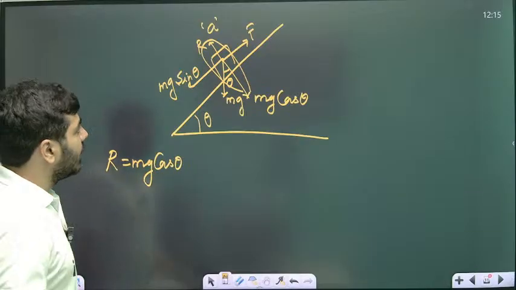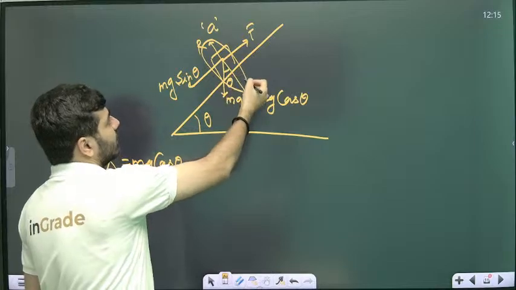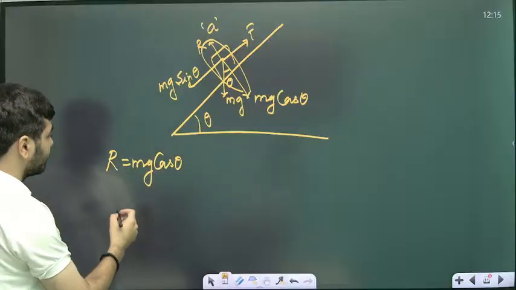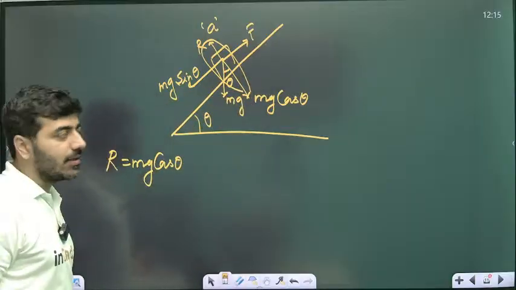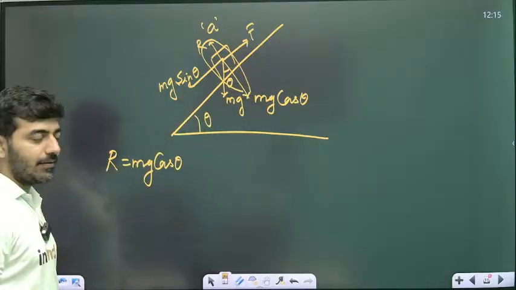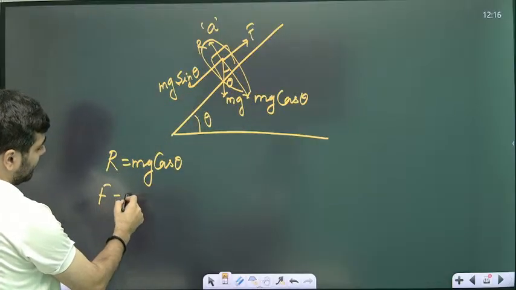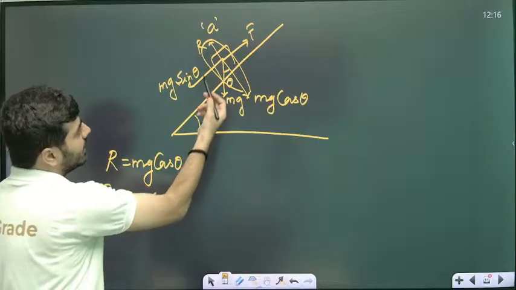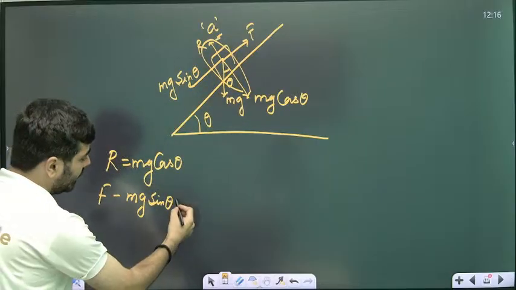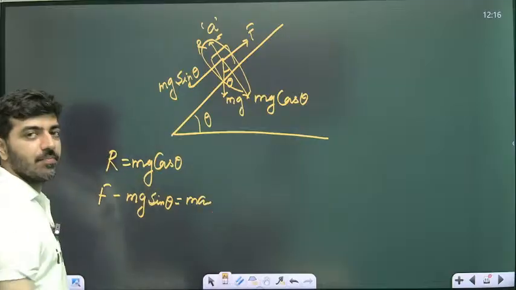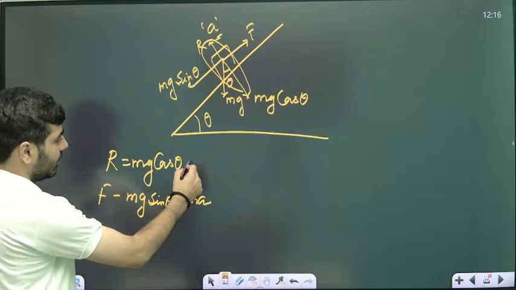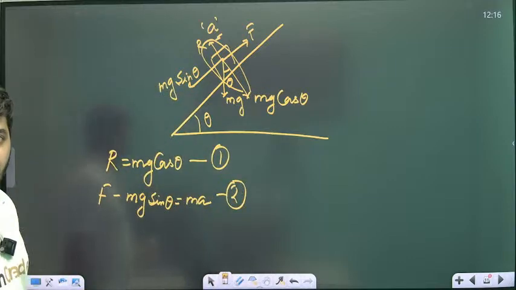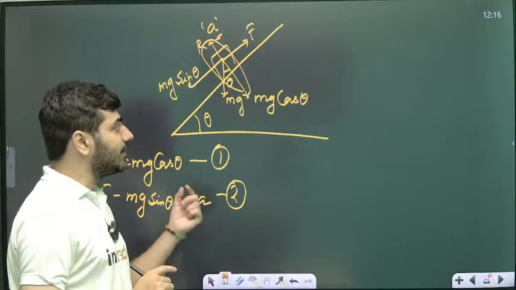First we take the vertical component. Now let's take the horizontal component. If the body is moving in the upward direction, meaning F is greater than mg sin theta, then F minus mg sin theta. If the body is moving with acceleration of a, then it will be ma simply. This is the free body diagram of the simplest body. I am teaching you in the simplest way, so please remember this thing.